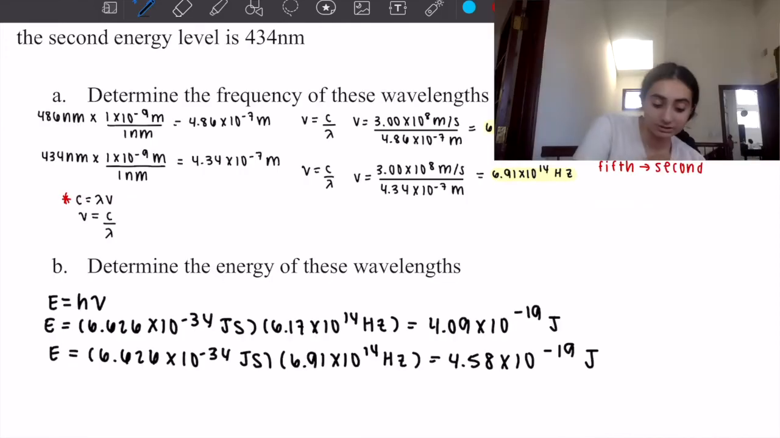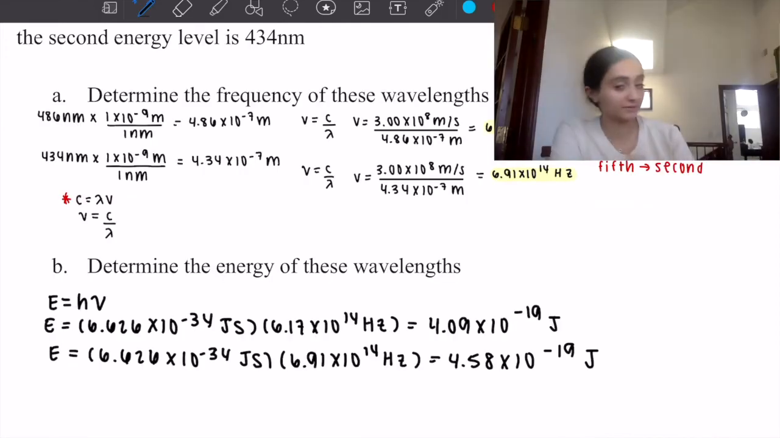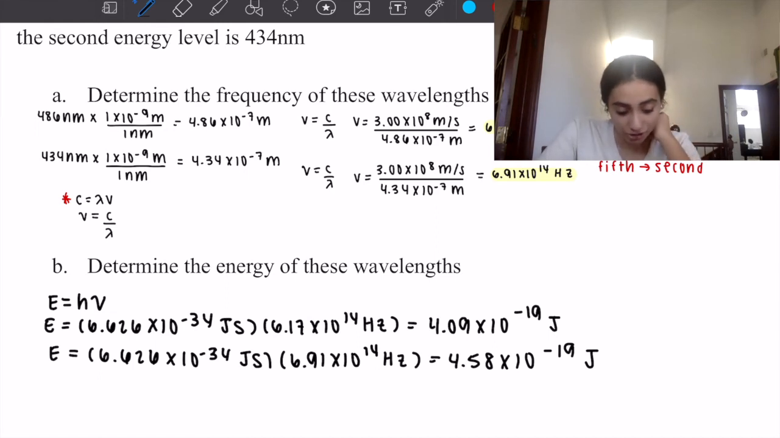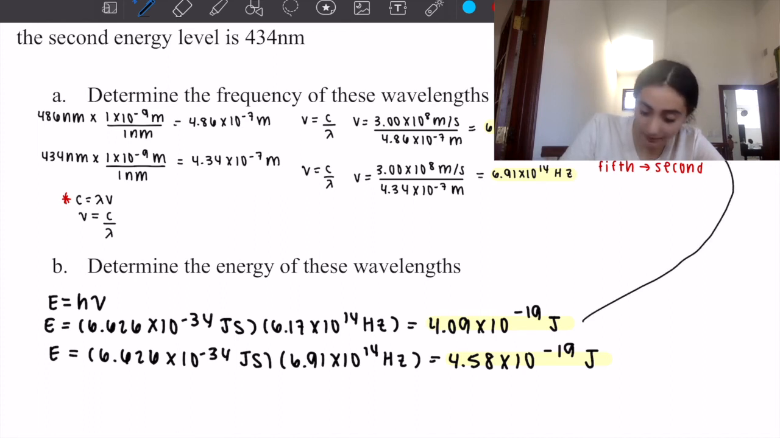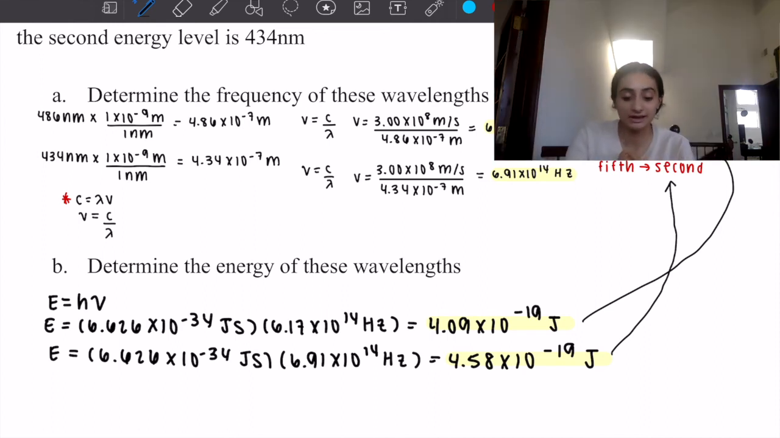6.91 times 10 to the 14th hertz from the fifth to second. So next, we need to determine the energy of these wavelengths, which you can do using E equals h nu. You can also do this using E equals hc over lambda. This is what I chose to do. You'll get the same answer either way. And these are the energies I got. 4.09 times 10 to the negative 19th joules corresponds to the fourth to second energy level. 4.58 times 10 to the negative 19th corresponds to the fifth to second energy level.